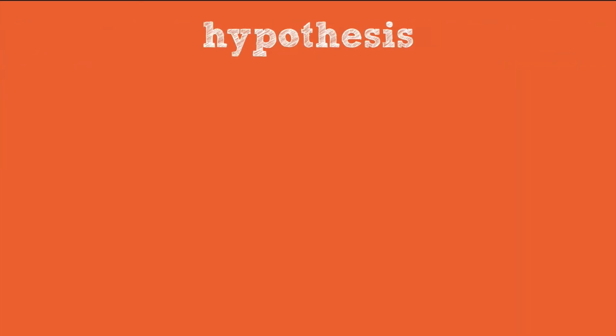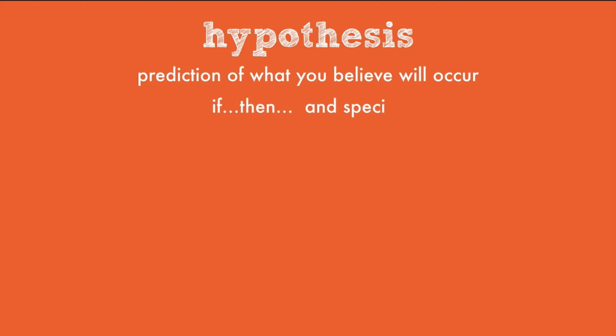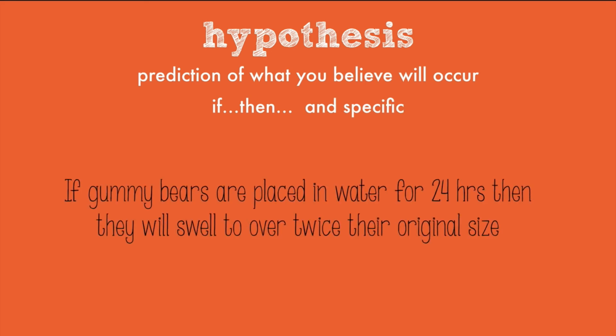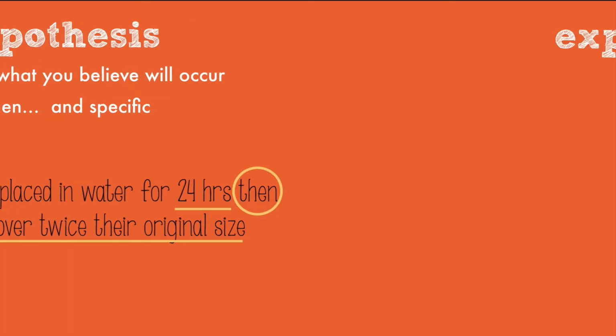Once you have your research completed, you can form your hypothesis, which is a prediction of what you believe will occur. It is often seen as an if-then statement and is very specific. Here's an example. If gummy bears are placed in water for 24 hours, then they will swell to over twice their original size. It has an if and a then, and uses specific terms that make this experiment repeatable.